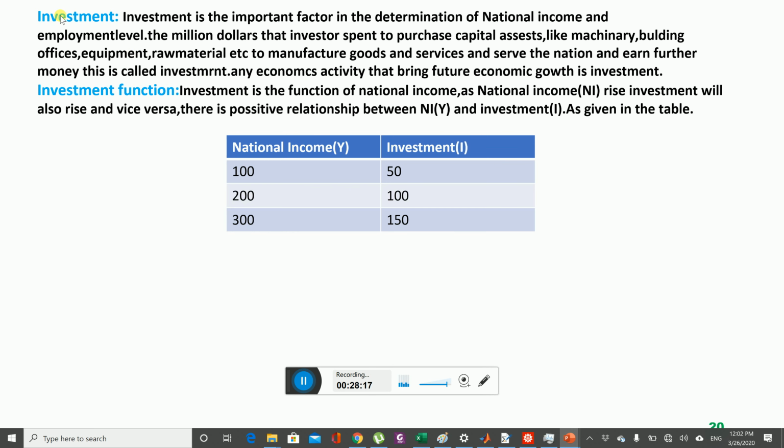Now investment. Investment is an important factor in the determination of national income and employment level. This means that investment magnitude in any particular economy determines, meaning increases or decreases, the output level of the economy and employment level of the economy.